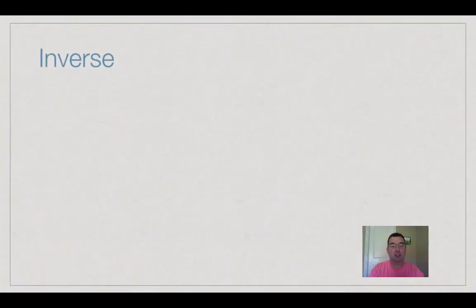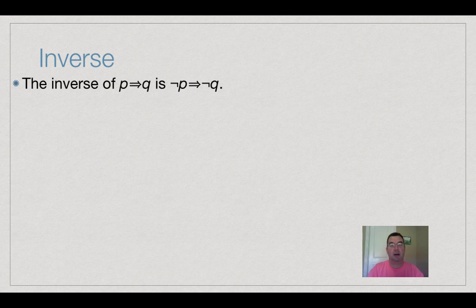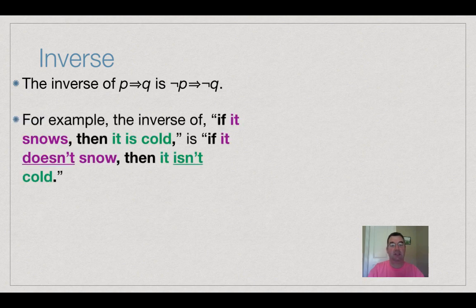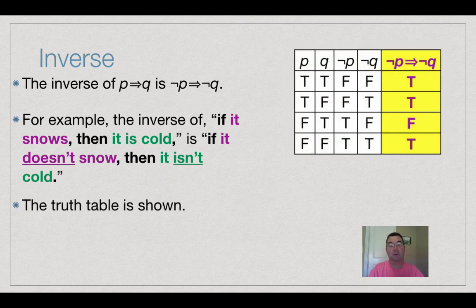Then we have inverses. The inverse of P implies Q is not P implies not Q. So an example of that is if it snows, then it is cold. That just means you negate each part. You don't change the order or anything like that. You just say the opposite. So instead of if it snows, then it is cold, we say if it doesn't snow, then it isn't cold. And so here's the truth table for that one.